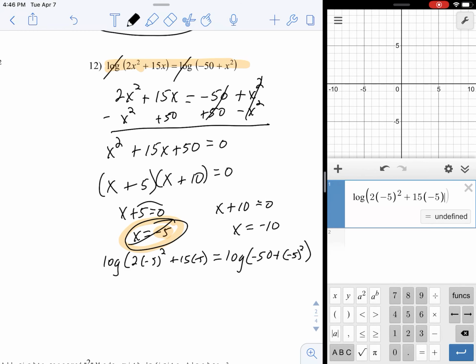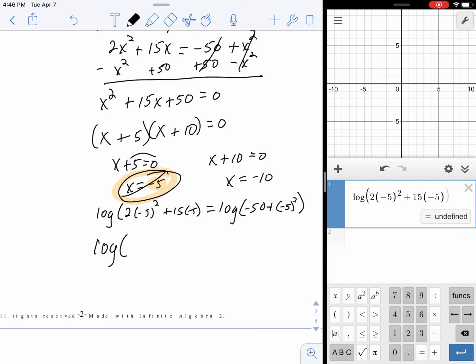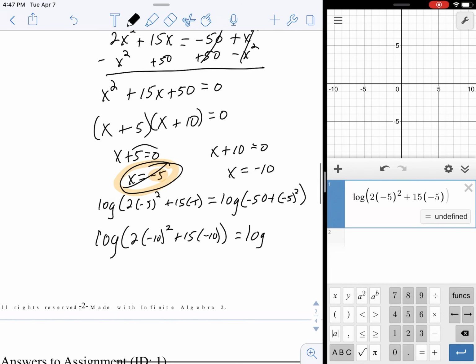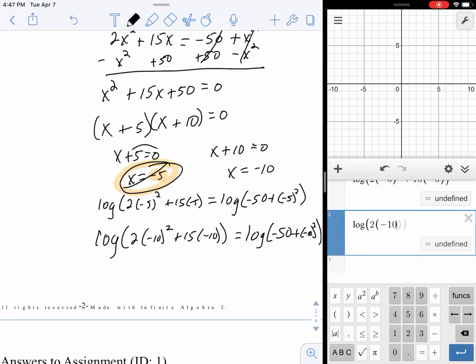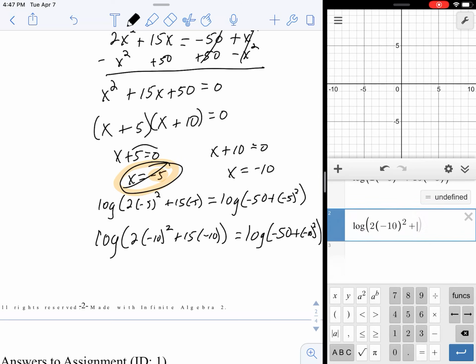No good. Does that mean negative 10 is also going to be an extraneous solution? Not necessarily. So now I need to do log of 2 times negative 10 squared plus 15 times negative 10 equals log of negative 50 plus negative 10 squared. Wow, just barely squeezed that in. So log of 2 times negative 10 squared plus 15 times negative 10. Okay, so that's approximately 1.69. We'll call it 1.7 for now.